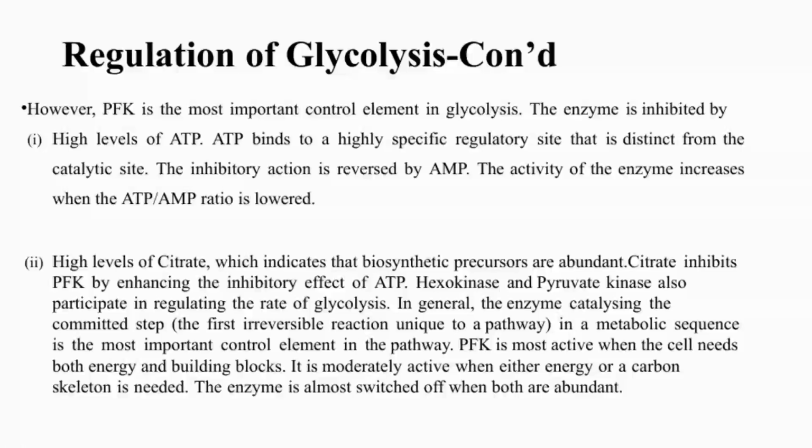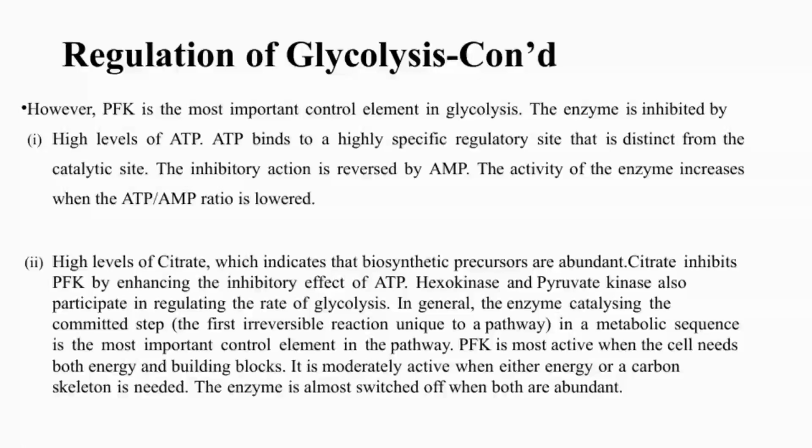Another key regulator is citrate. When citrate levels are high, it suggests that the cell has enough biosynthetic precursors. Citrate further inhibits PFK by amplifying the inhibitory effect of ATP, helping the cell avoid unnecessary energy production and precursor synthesis. It's also worth noting that enzymes like hexokinase and pyruvate kinase play roles in regulating glycolysis, especially at the committed step, the first irreversible reaction unique to this pathway. This step's regulation is crucial because it commits the substrate to glycolysis.